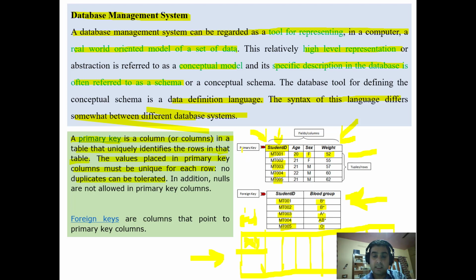So in this table, student ID is the primary key, and foreign keys are columns that point to primary keys. Now in this table, these can be referred to as foreign keys, as these refer to the primary key in table 1, so that the two tables can be related and combined.